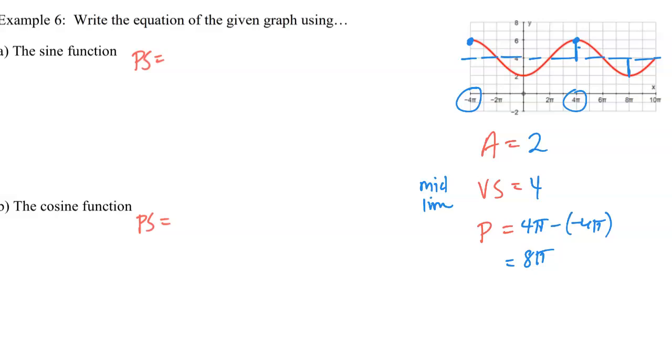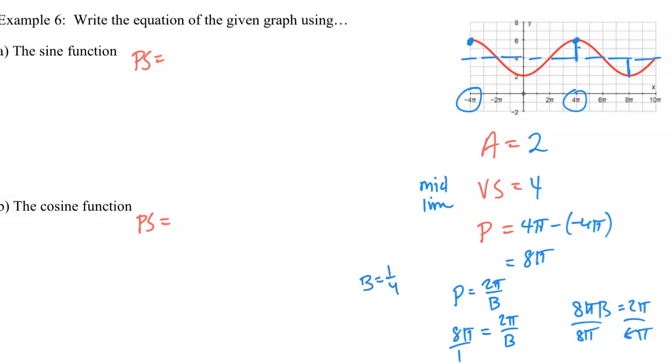We need to use that, though, to find what b is. And so we remember that p is equal to 2 pi divided by b. And so I'm going to plug in my 8 pi here and set that equal to 2 pi over b and go ahead and cross multiply. So that's going to give me 8 pi b is equal to 2 pi, and then divide by 8 pi to get b by itself, and you're going to end up getting b is equal to 1/4.